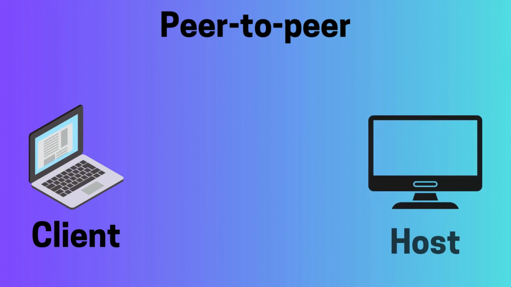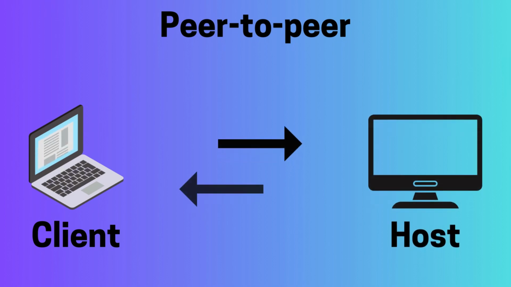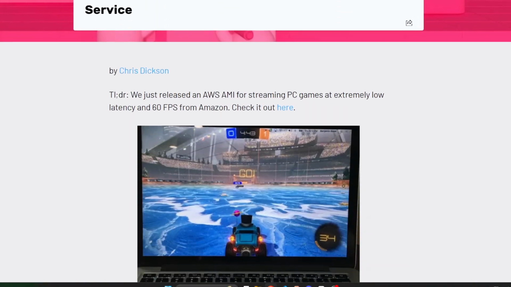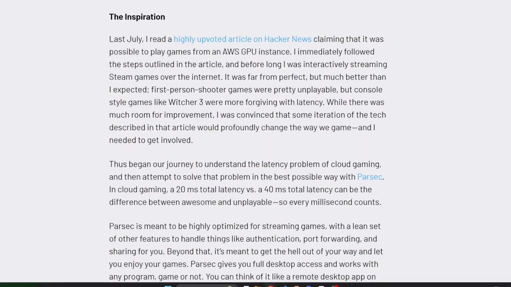But first, Parsec uses a peer-to-peer system, and what that means is that the client computer and the host computer talk to each other directly. It doesn't go out to a server and then come back, and this saves latency. If you're interested in learning more about how this works, you can visit this article from Parsec themselves that explains it in detail, and it is pretty fascinating, especially if you don't know that this technology exists.